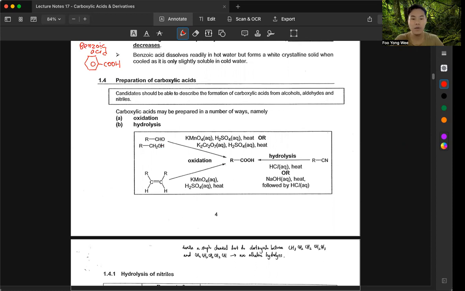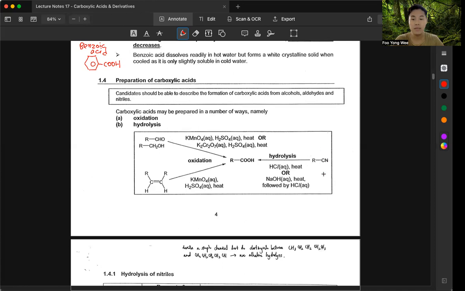Or you can start off with alcohol or aldehyde, not ketone, ketone won't. You use a strong oxidizing agent, or even something weaker, like potassium dichromate, will be able to oxidize it successfully. Other than that, you can also use the method hydrolysis.